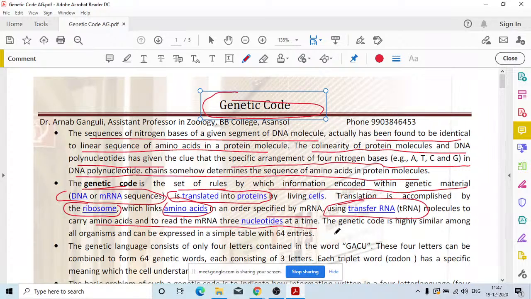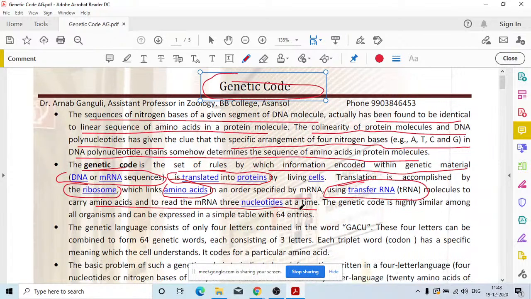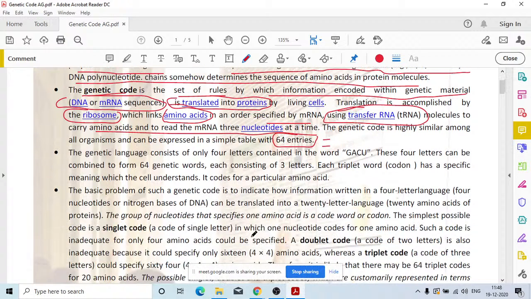So basically it is very simple, and there are 64 entries. So roughly it has been seen there are 64 codons. এবারে why is a genetic code a triplet? So there are 4 letters G, A, C, U in mRNA; T is not there, so in place of T there is U. So there are 4 letters G, A, C, U. These 4 letters can be combined to form 64 genetic words consisting of 3 letters.